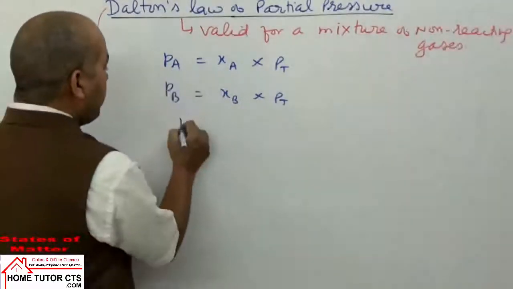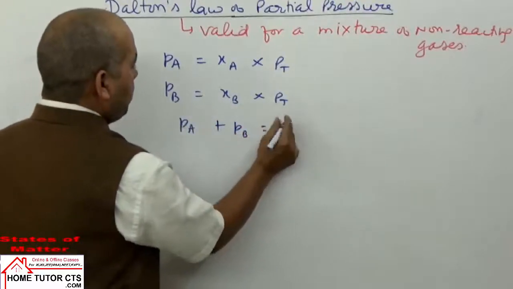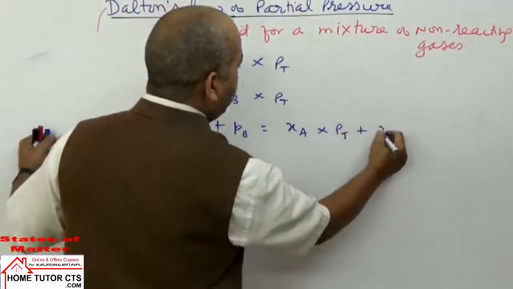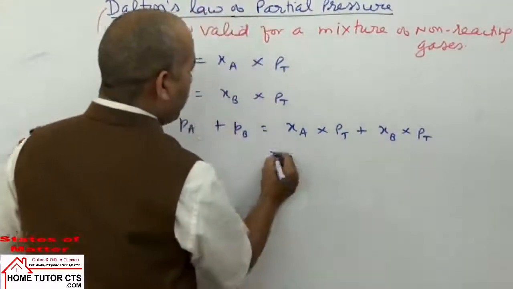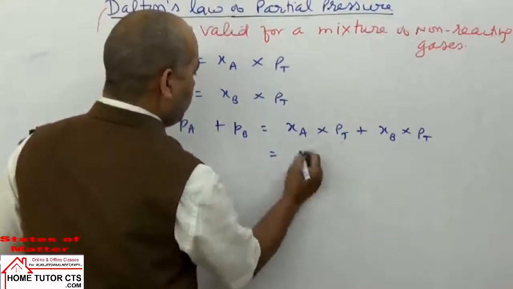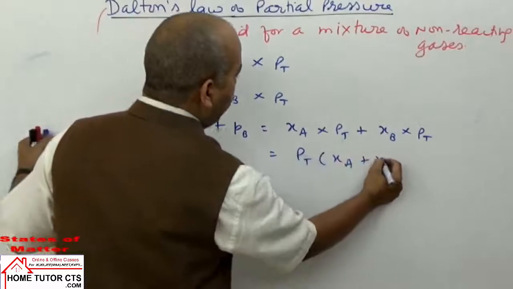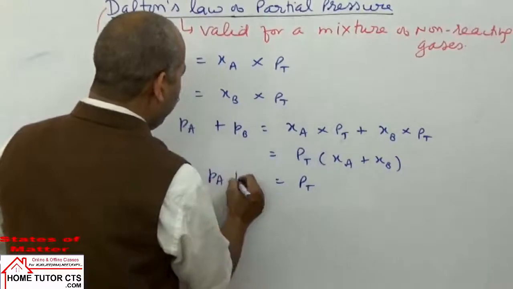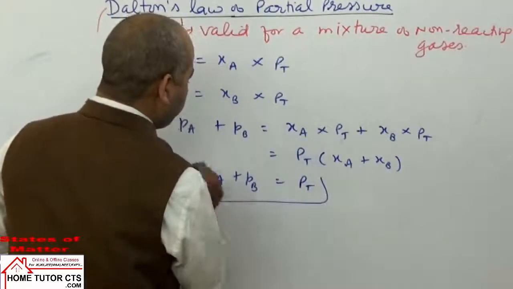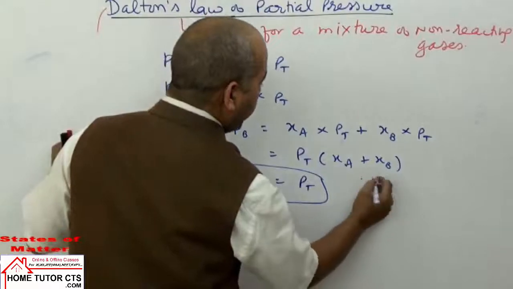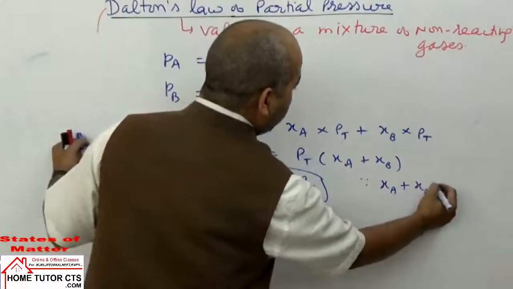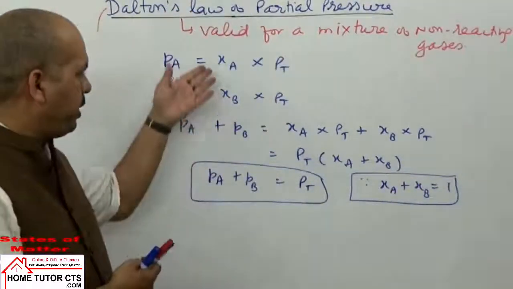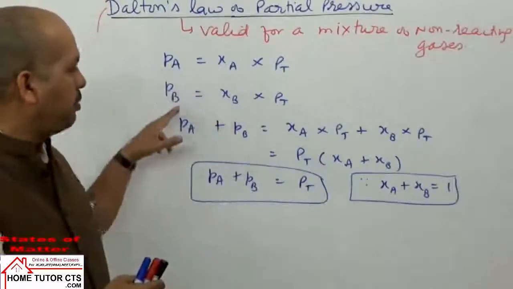Now when you take Pa plus Pb, it will be how much? Xa into Pt plus Xb into Pt, or I can take Pt common: Xa plus Xb. That is how much? Equal to 1. Same as Pt. So Pa plus Pb is equal to Pt, since we know for a gas mixture the sum total of mole fractions of all the components is equal to 1. So we can explain it this way mathematically: Pa plus Pb is equal to Pt.